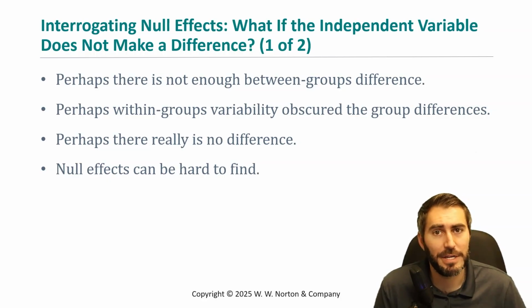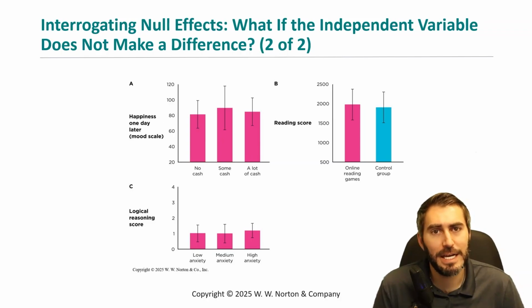Here we see some of the subtopics we'll discuss in more detail in this section. The 3 graphs in this figure all come from post-test only designs. However, null effects can happen in pre-test, post-test designs, in within groups designs, and even in correlational studies. In graph A, money didn't cause participants to feel happier. Why? In graph B, taking a GRE prep course didn't have a significant effect on GRE scores. Again, why? In graph C, anxiety didn't affect logical reasoning scores. Why might this be? Sometimes when a study has a null effect, it might be that the independent variable really didn't affect the dependent variable.